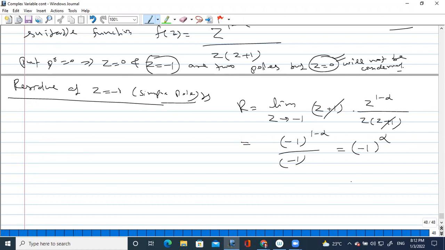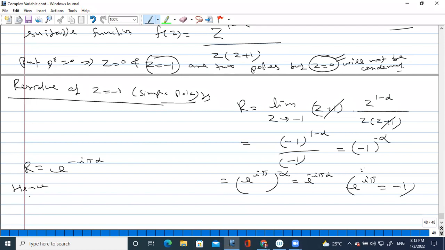Now minus 1 can be written as e to the power i pi. What is e to the power i pi? Minus 1. So minus 1 can be replaced by e to the power i pi. So it will be (e to the power i pi) to the power alpha, or e to the power i pi alpha. Minus sign is there, no? Minus alpha. So your residue is e to the power minus i pi alpha. So this value I can put in the answer.